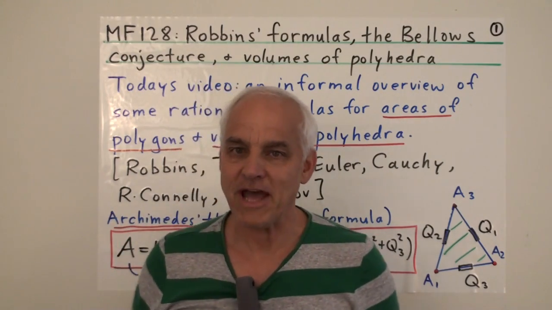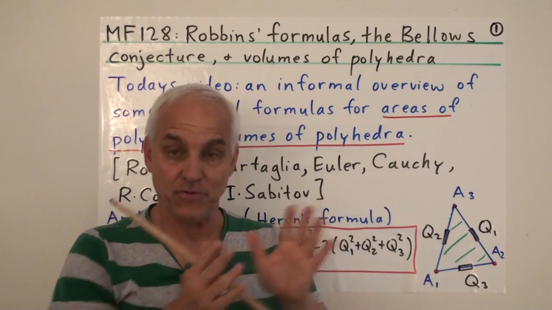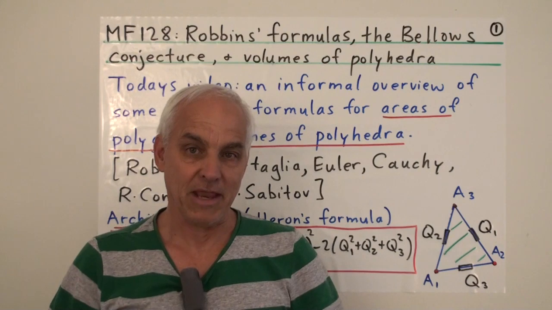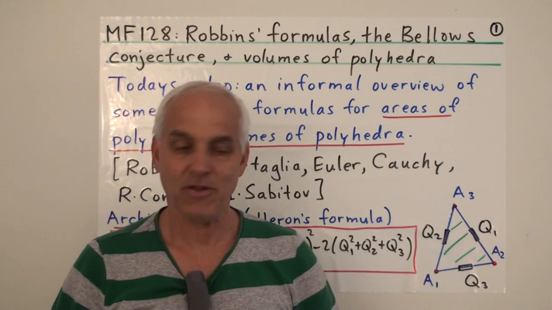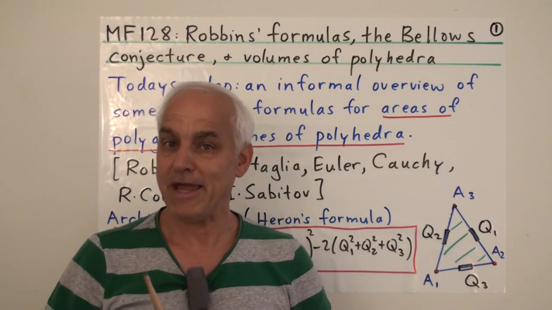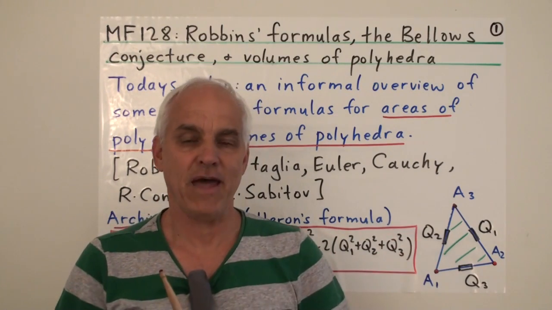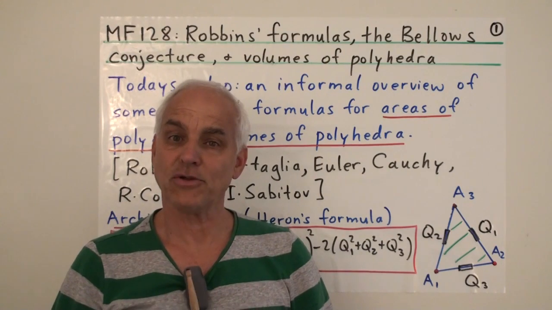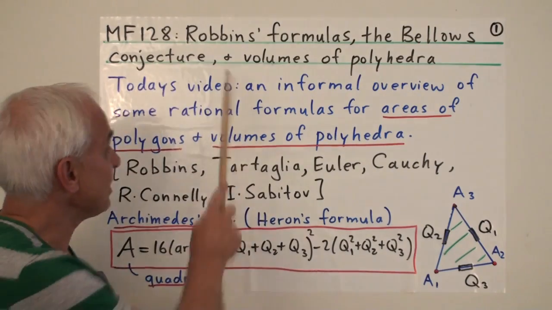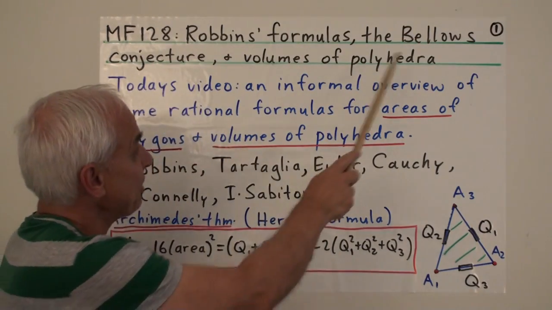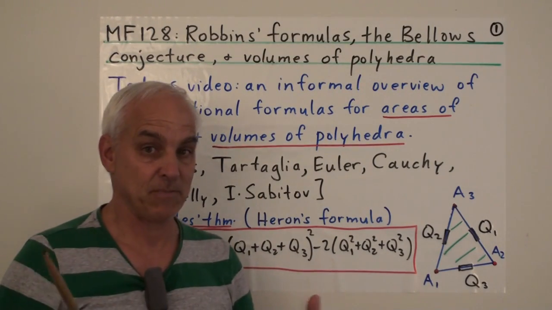In today's video, I want to have an informal look at some interesting modern developments that are in the direction of the kinds of results we've been thinking about in terms of Archimedes' theorem for the area of a triangle, Brahmagupta's formula for the area of a cyclic quadrilateral, and we're going to look at extensions of that to other cyclic polygons, and then also to volumes of polyhedra in three-dimensional space. So we're going to look at Robbins' formulas, we're going to look at something called the Bellows Conjecture, and we'll be looking at volumes of polyhedra. We're going to meet a lot of interesting formulas.